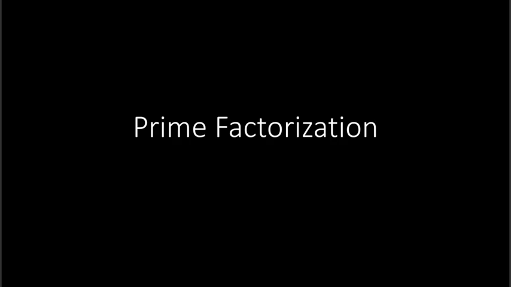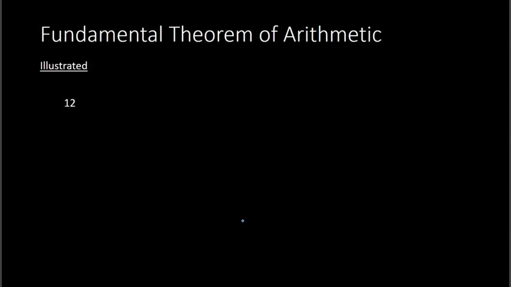In this video, you're going to learn about prime factorization. So prime factorization, what we are doing is we take a number and we break it down as far as we can so that it becomes a product of all prime numbers. So for example, if you have the number 12, 12 is not prime, it's composite.